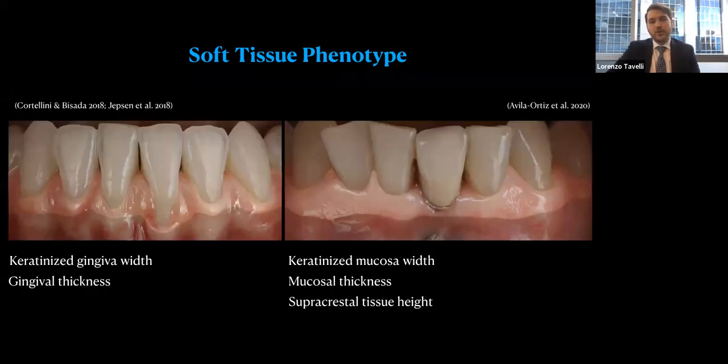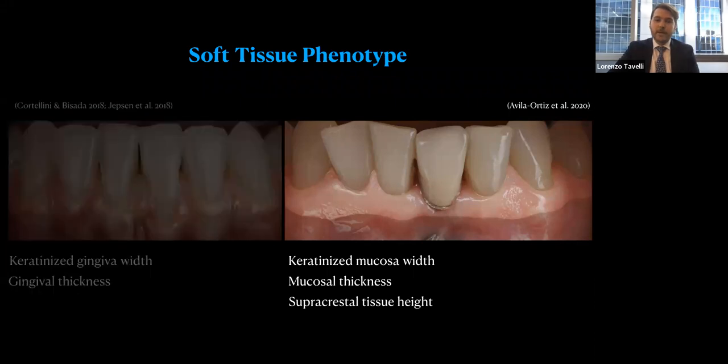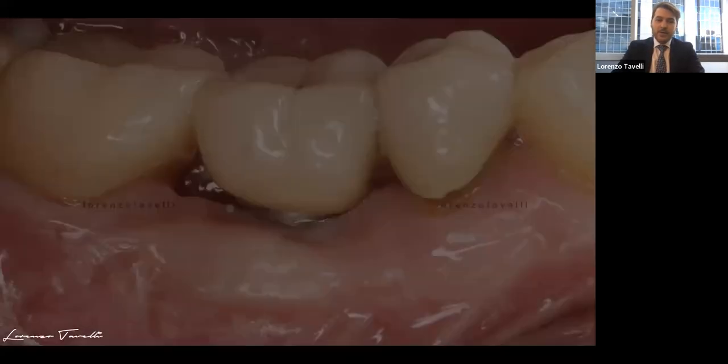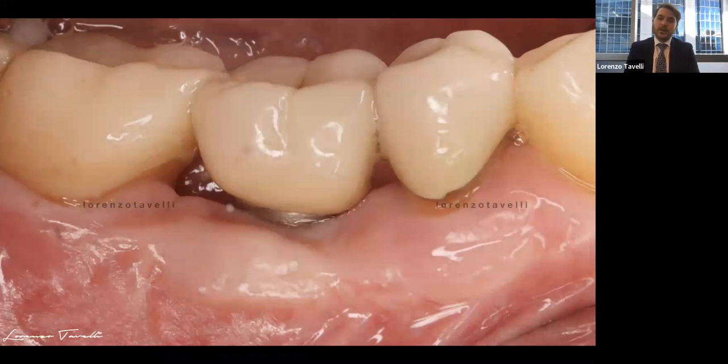So we will focus today in this lecture on the soft tissue phenotype only, and in particular around dental implants. So the first question that I have for you is, do we need keratinized mucosa for maintaining dental implants? Because this topic has been debated for, I would say, decades. But nowadays, I think overall, the most recent articles seem to point towards the same direction. And we're going to discuss this.